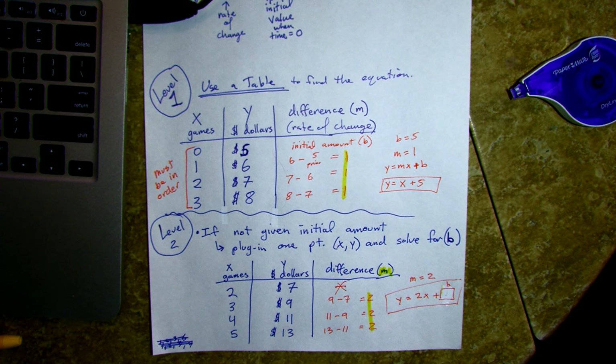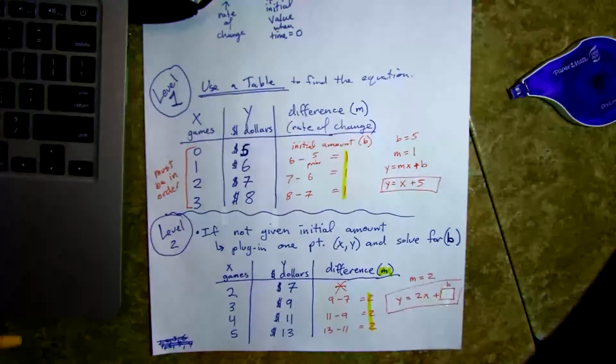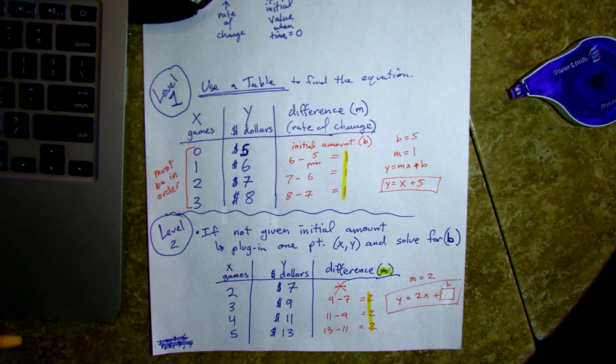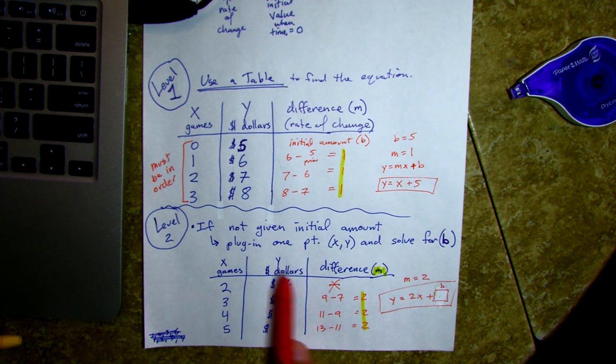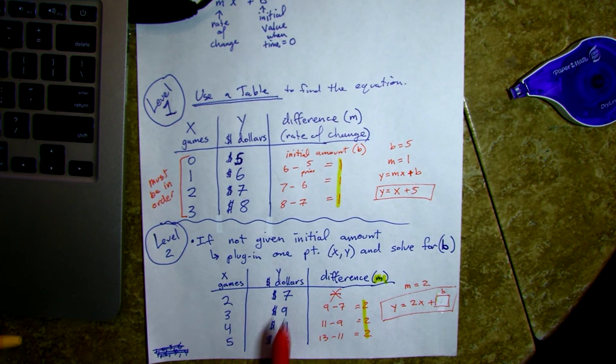Does anybody have an idea of what we can do in order to find b? And my hint to you is that this table is for the same linear equation. All these values are part of the same exact line. Okay? So I think that question was a little too broad. What we can do is we could take one of these points. I look here and I see that this is actually just the point 2, 7. That's 2, 7.